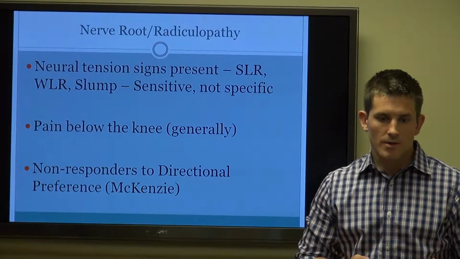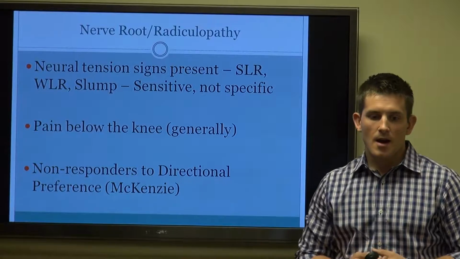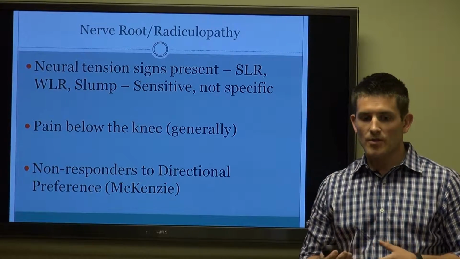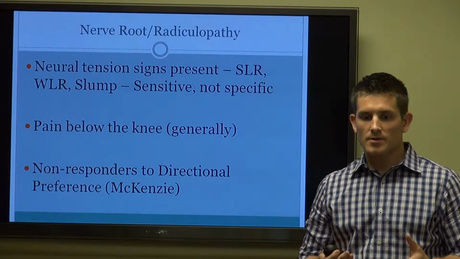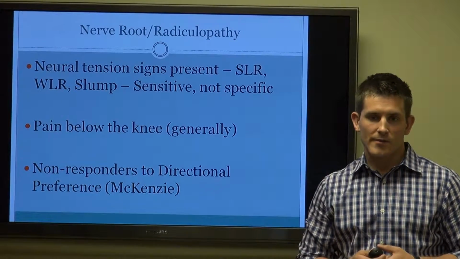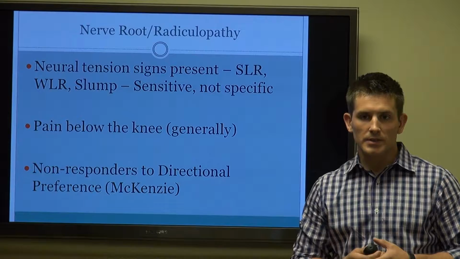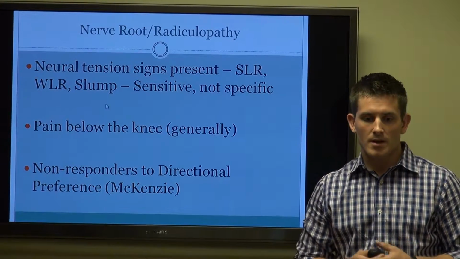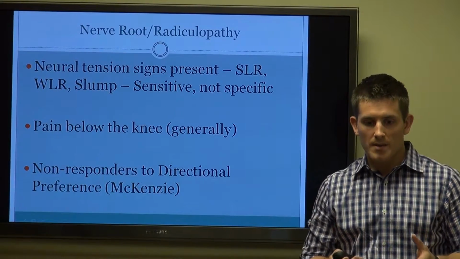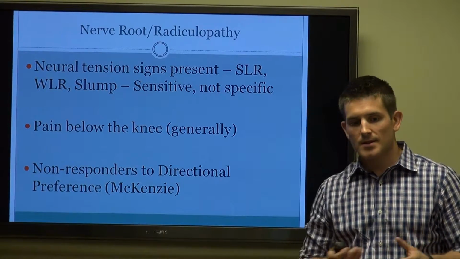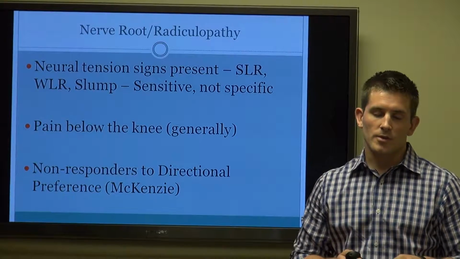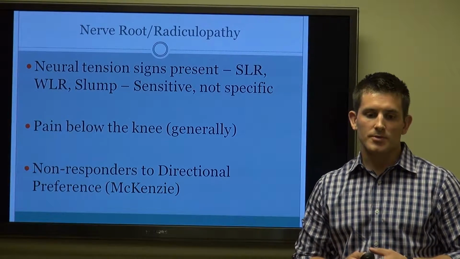So in terms of the nerve root or your radiculopathy, obviously we want to look for our neural tension signs: straight leg raise, well leg raise, slump test. All of these are very sensitive but not very specific, so you may have to further delineate with other testing such as EMG or NCV studies. Generally we're going to find pain below the knee, and again this isn't clear cut, and these would be the non-responders to directional preference, which would be a McKenzie assessment, which we'll also talk about.